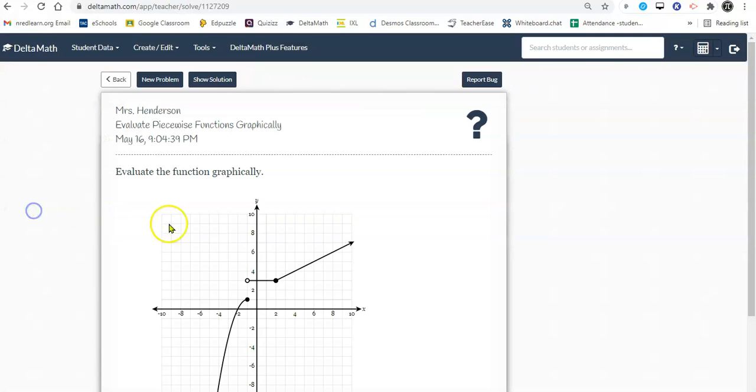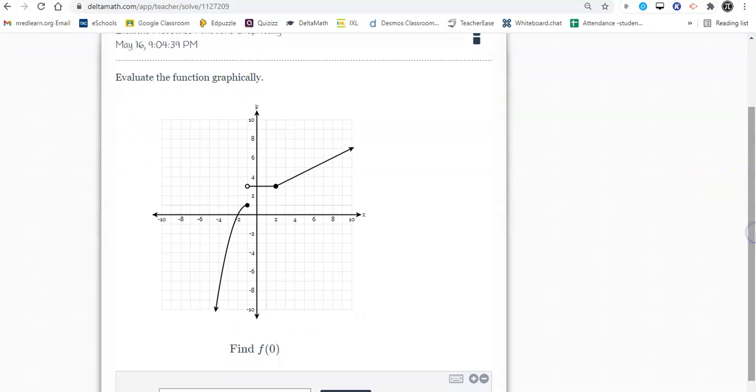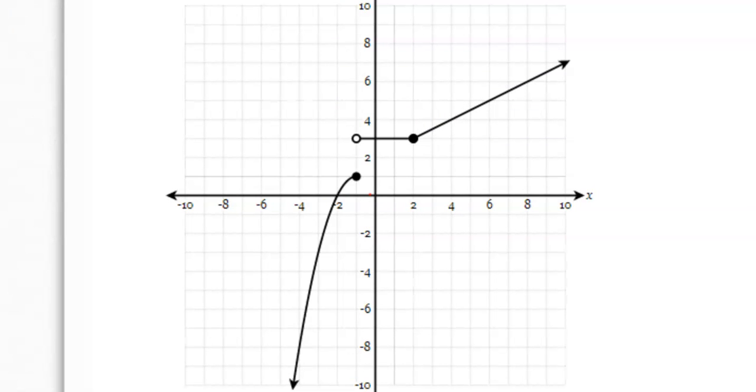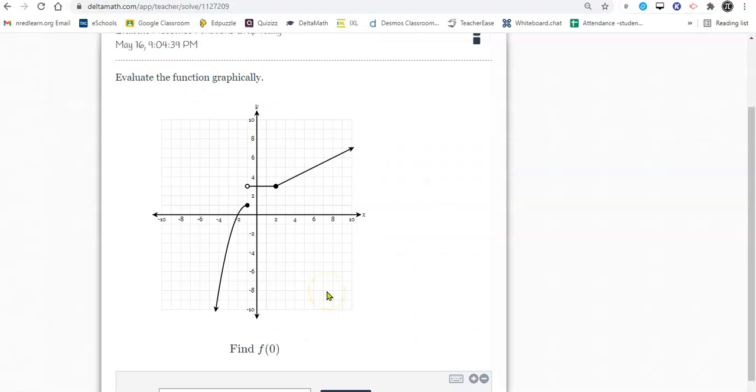All right, the last topic, evaluate piecewise functions graphically. So let's take a look here at the question. The question is, find the value of y if x is 0. So here's x at 0, right? Here's x is 0 right here. The question is, do I go up or down to find the graph? And the answer is I go up. And how far up do I go? So since you have to go up to 3, the answer is 3.